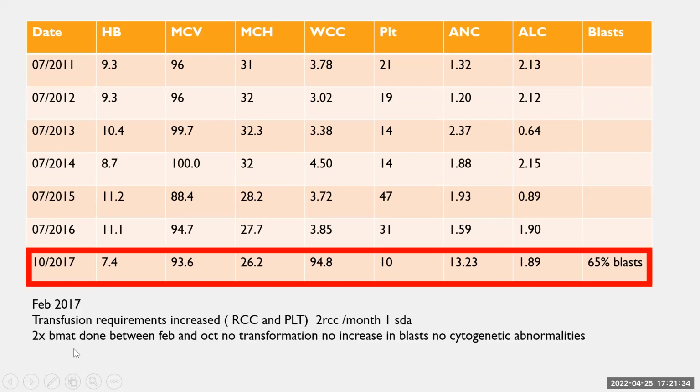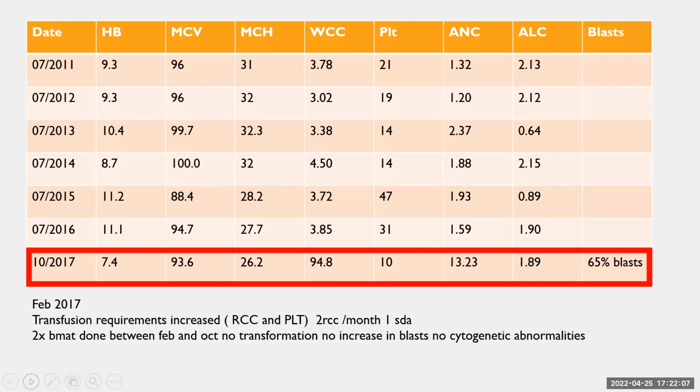In 2017, her HB had dropped and also her platelets had dropped around February. Between that time, she had about 2 bone marrows done between February and October. However, none of them showed any disease transformation or increase in blasts, and there were no cytogenetic abnormalities.